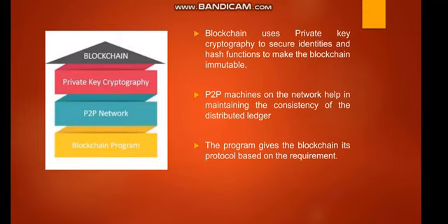Blockchain uses private key cryptography to secure identities and hash functions to make the blockchain immutable. P2P: machines on the network help in maintaining the consistency of the distributed ledger. The program gives the blockchain its protocol based on the requirement. Blockchain: private key cryptography, P2P network, blockchain program.